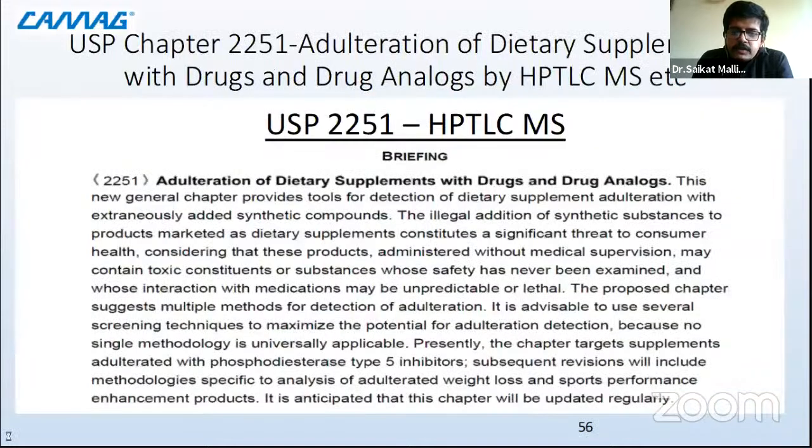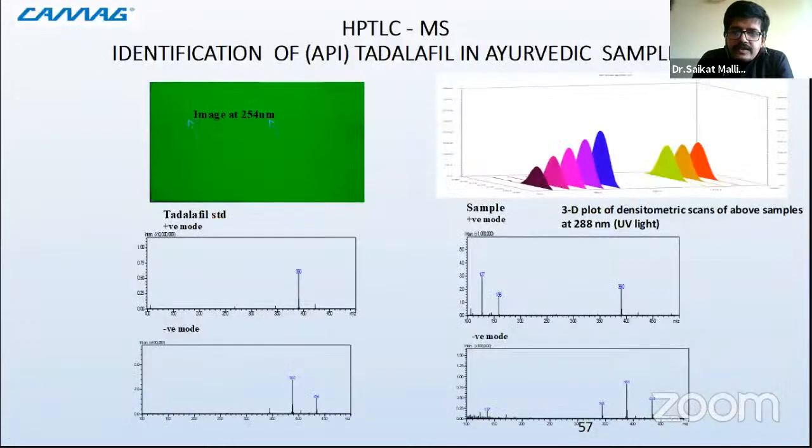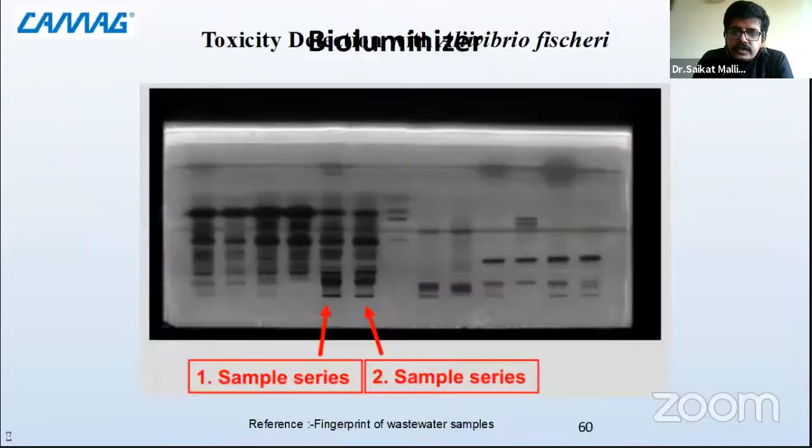This is again the chapter which defines the use. This is an example of seeing an adulteration. We'll just go across it. And then you have bioactivity determination.